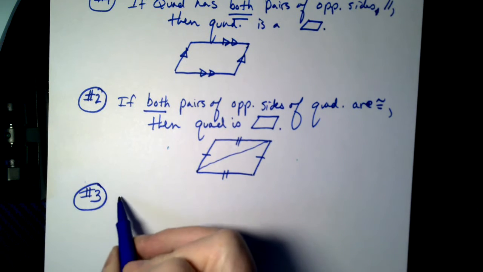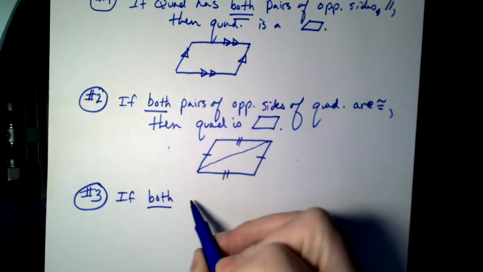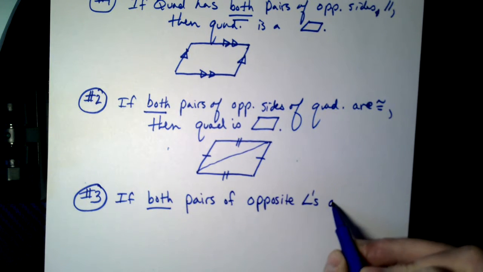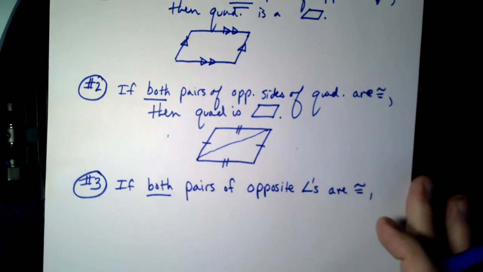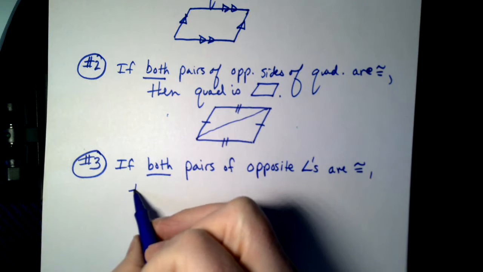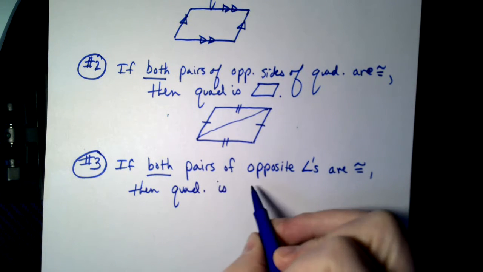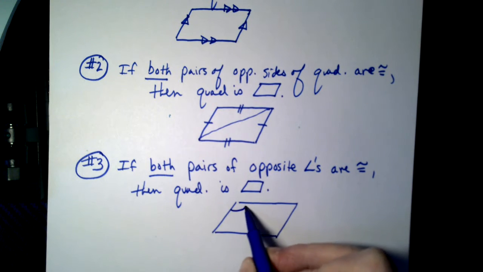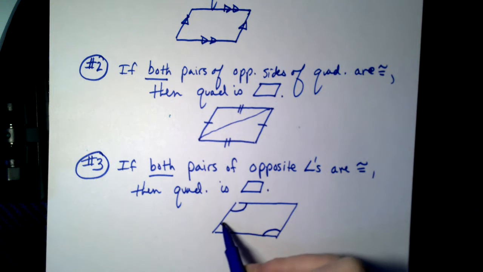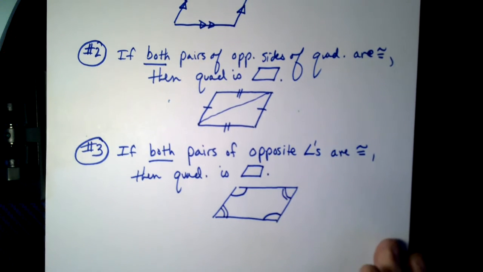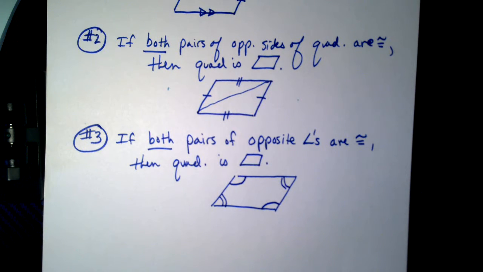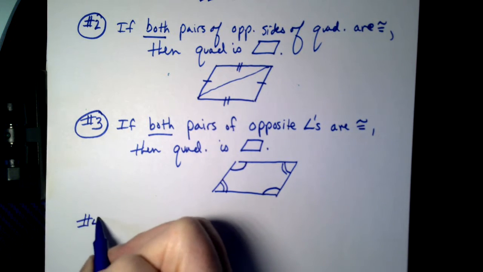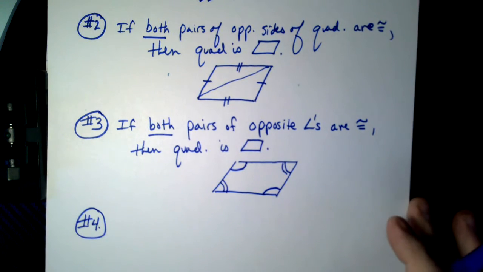All right, problem number 3. If both pairs, underline both, if both pairs of opposite angles are congruent. So again, not dealing with parallel lines, just congruent parts. If both pairs of opposite angles are congruent, then my quadrilateral is officially a parallelogram. And so in that kind of a picture, I have to prove this corner is congruent to that corner, and I have to prove this corner is congruent to that corner. And again, probably using congruent triangles and CPCTC and stuff like that. Those 3 definitely get used the most.